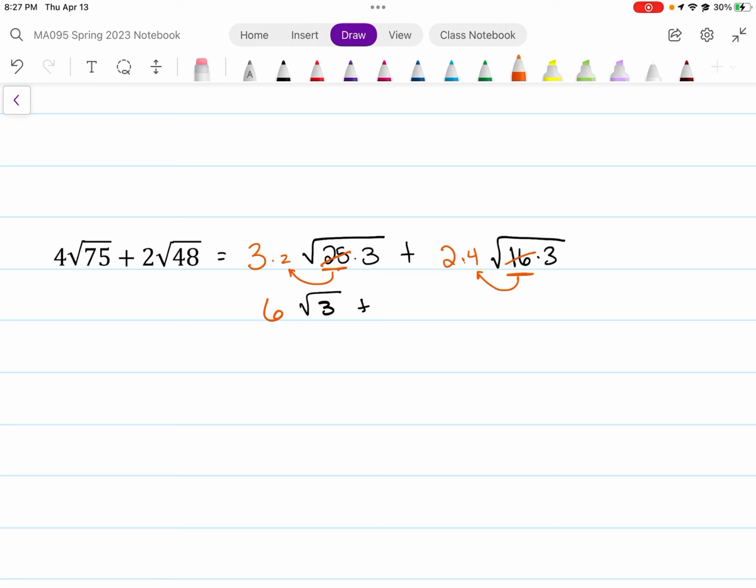And what I have left on the inside is the 3. So now I have 8 on the outside and the square root of 3. All right, so now the 6 and the 8 add together to be 16, and then we have the square root of 3. Nope, not 16, 14. I wrote it right. I said it wrong. 14 square root of 3.